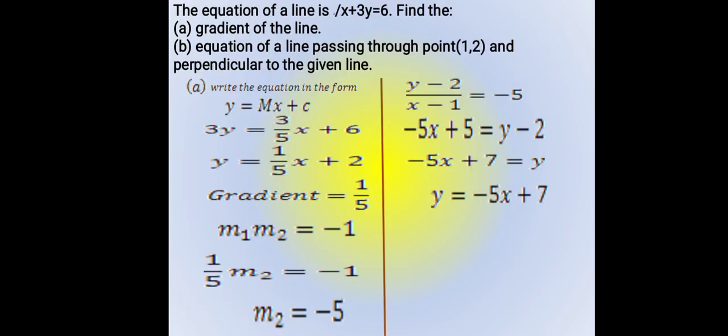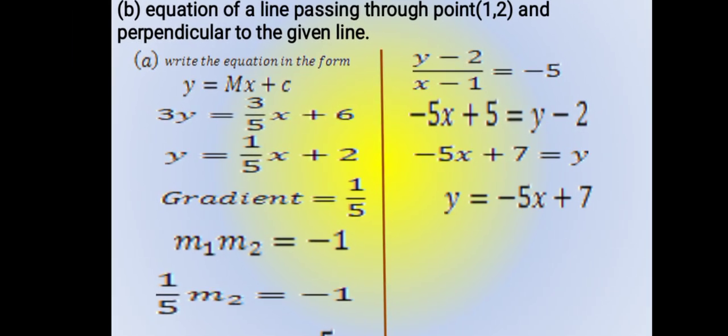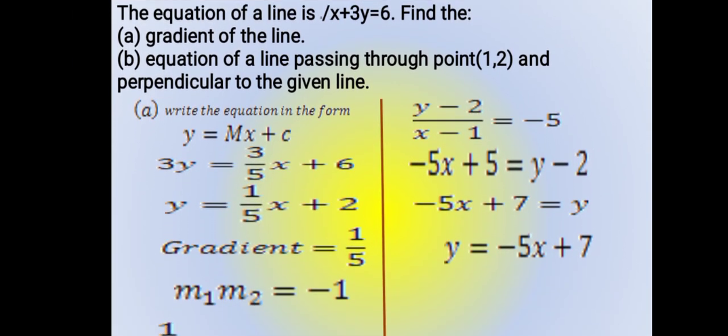The equation of a line is negative 3 over 5x plus 3y minus 6. Find A, the gradient of the line, and B, the equation of the line passing through point 1, 2 and perpendicular to the given line. Now I made a mistake. The equation is not negative, just 3 over 5x.